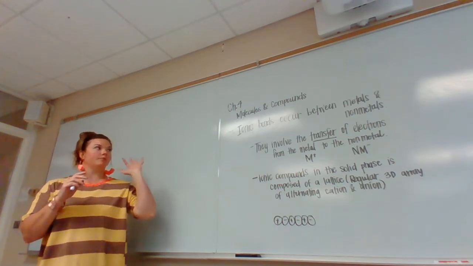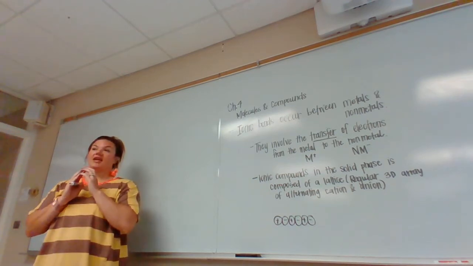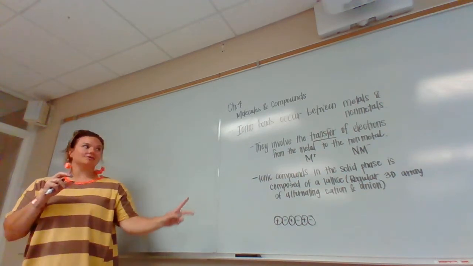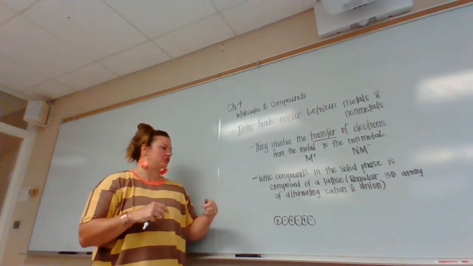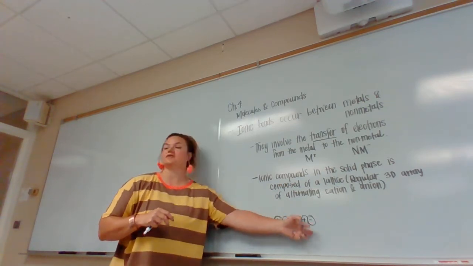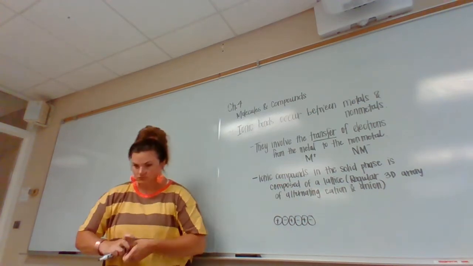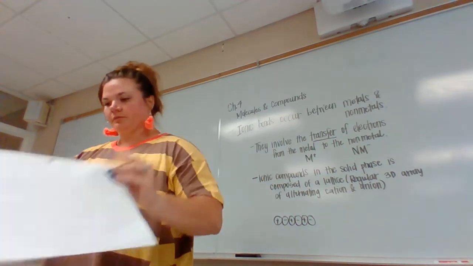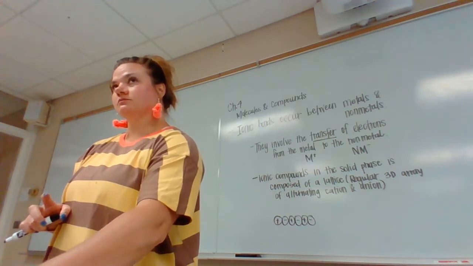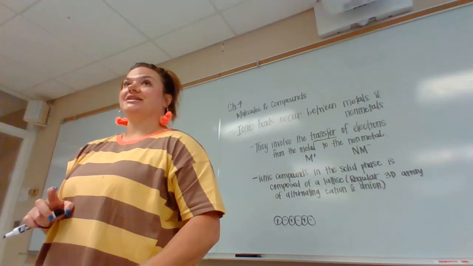This differs from covalent compounds because they have a specific arrangement of how they'll bond, whereas ionic compounds, it's literally just cation negative, or positive negative, positive negative, positive negative. Lattice.